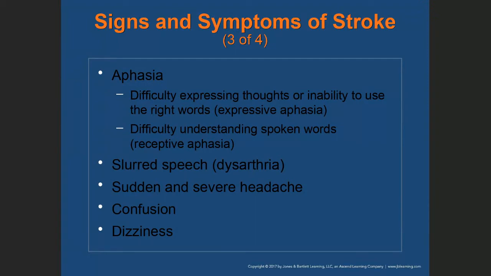Then the patient can have receptive aphasia, which is difficulty understanding spoken words. All right, let me flip that around. I don't think I explained that correctly, so come again. The expressive would be more, yeah, I did the right thing.